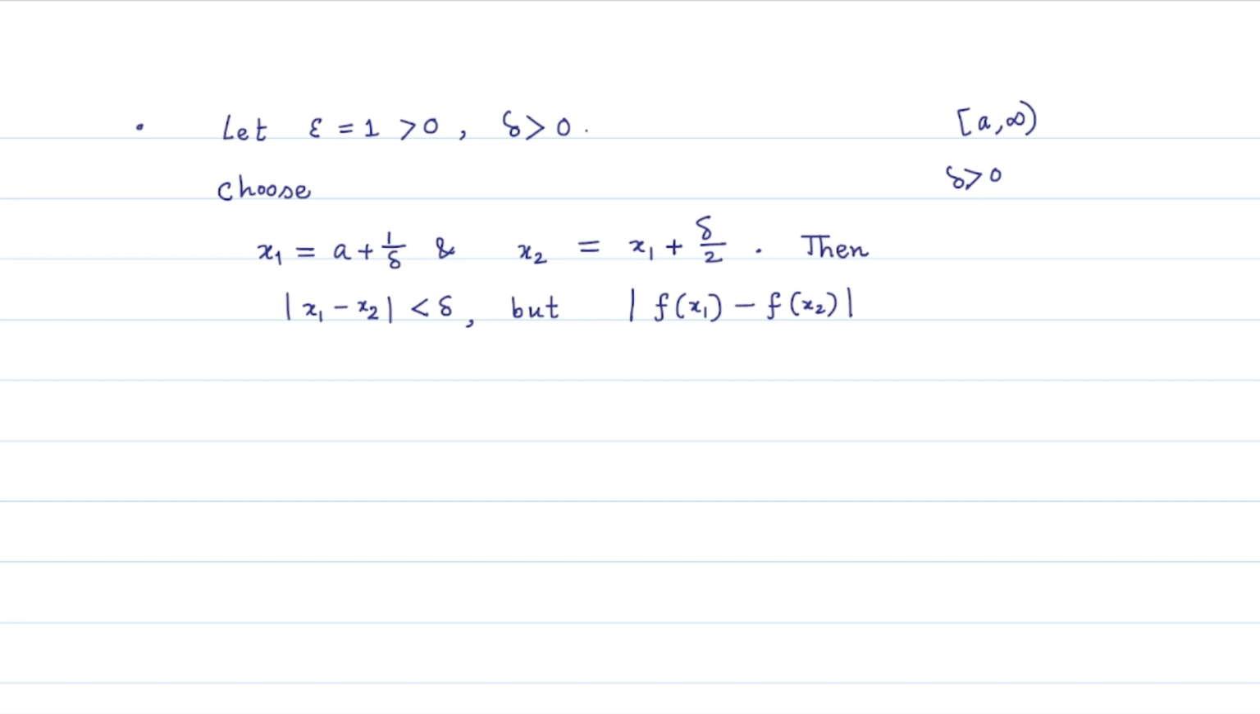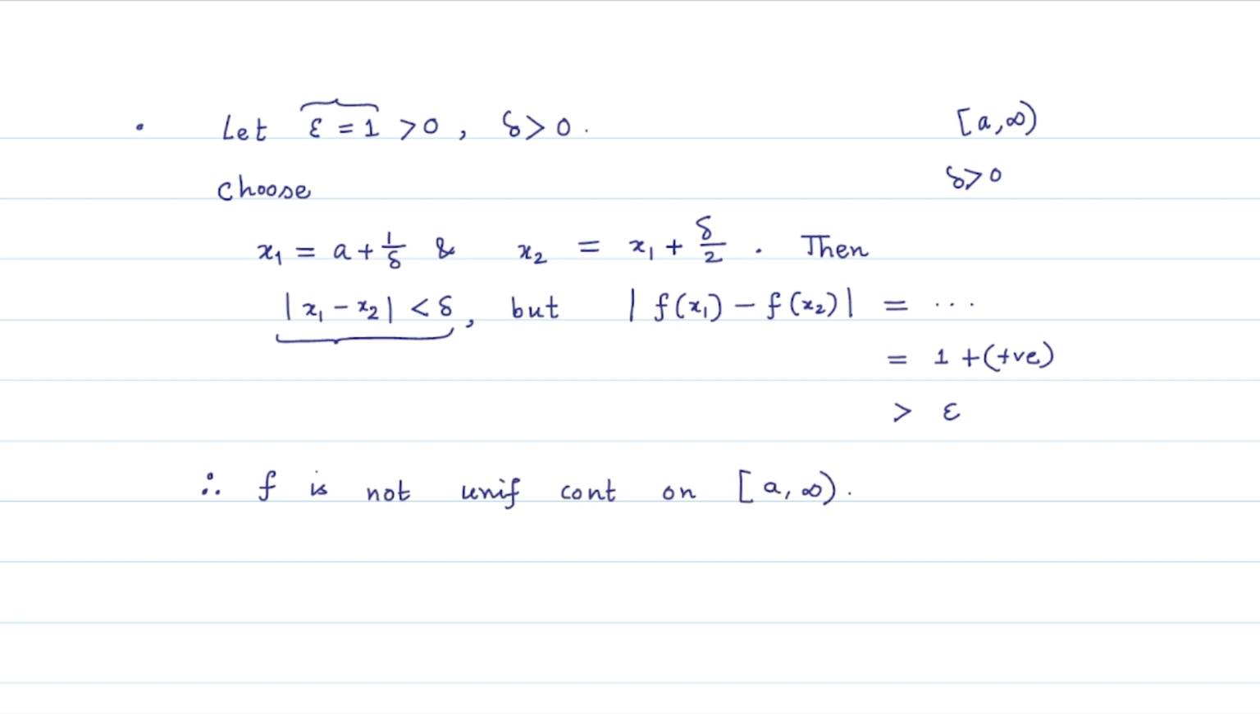Then we see that the distance between x1 and x2 is equal to delta by 2, which is less than delta, but this difference is equal to, you please calculate what this expression is, and so this is 1 plus some positive quantity, and hence this is greater than epsilon, which proves that corresponding to this epsilon equal to 1, you don't have any delta for which, for any pair of points x1, x2 with modulus of x1 minus x2 less than delta, we necessarily have modulus of f(x1) minus f(x2) less than epsilon, and hence the function f is not uniformly continuous on the interval a to infinity.